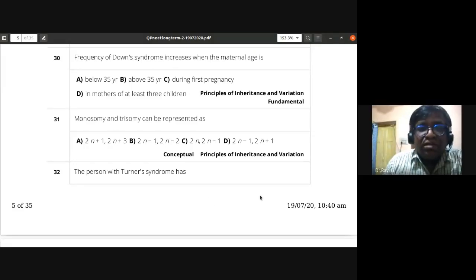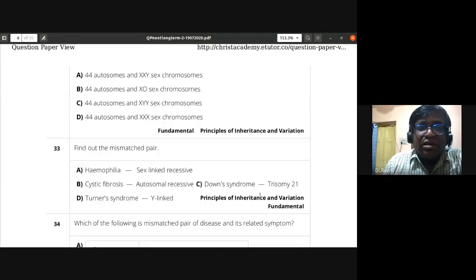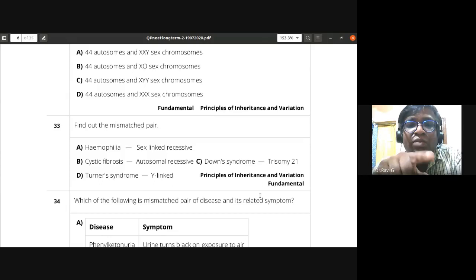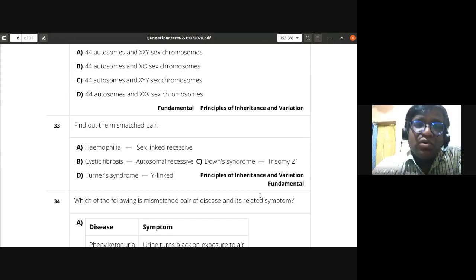The person with Turner syndrome has 44 autosomes and XO sex chromosomes. That is, they have only one X sex chromosome. So 44 autosomes and XO sex chromosome. B is the answer. 44 autosomes and XO sex chromosomes.